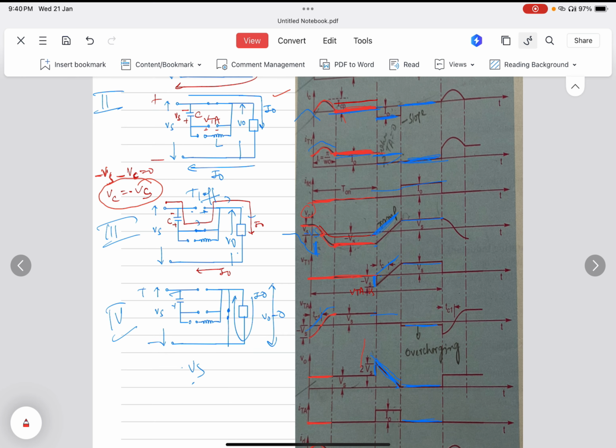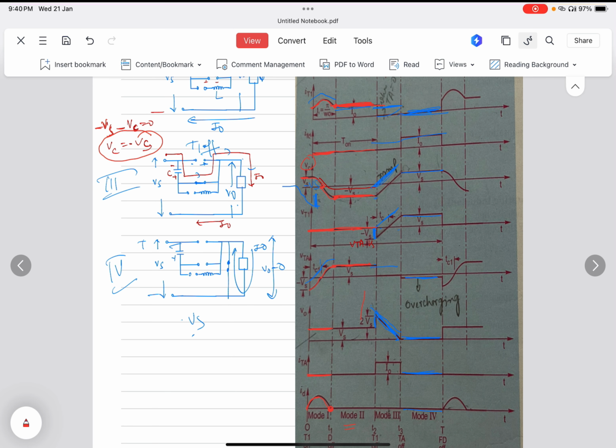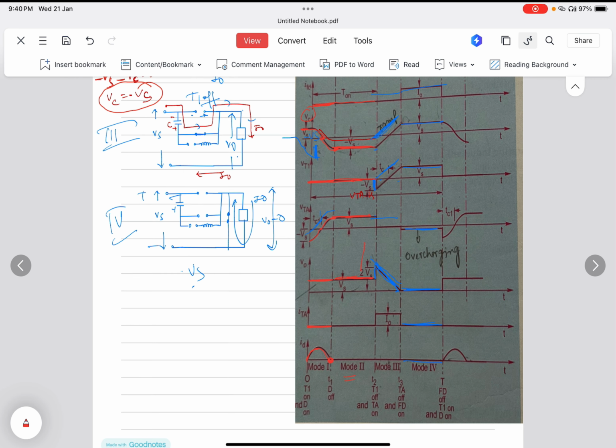Also, in mode 2 the auxiliary thyristor behaves like an open circuit. So the voltage across it is the supply voltage; only the supply voltage exists across it, so it is Vs. What is the output? You can see that it is again constant at Vs. What is across the auxiliary thyristor? It is an open circuit, so no current is flowing, so I is equal to 0.